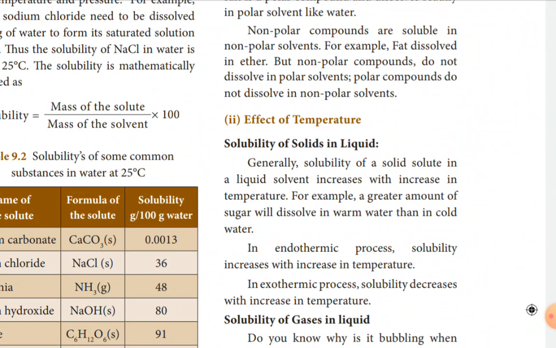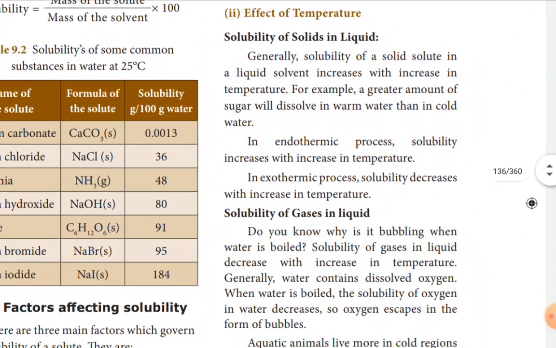At the same time, exothermic process means what? A chemical reaction which involves the evolution of heat energy. In an exothermic reaction, solubility decreases with increase in temperature. So in endothermic, solubility increases with temperature, and in exothermic, solubility decreases with increase in temperature.